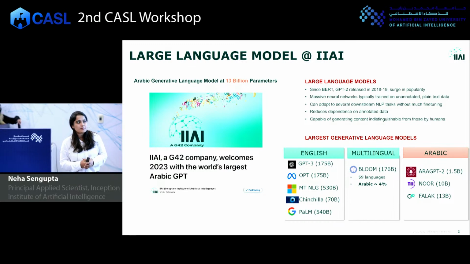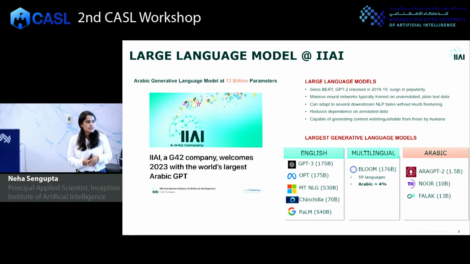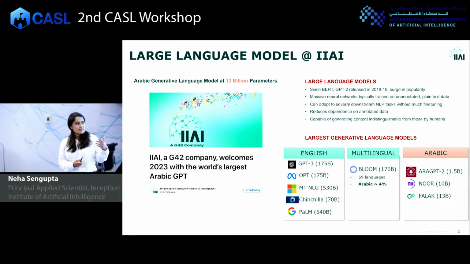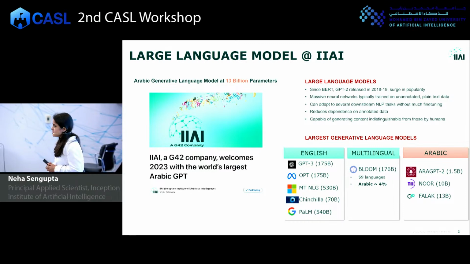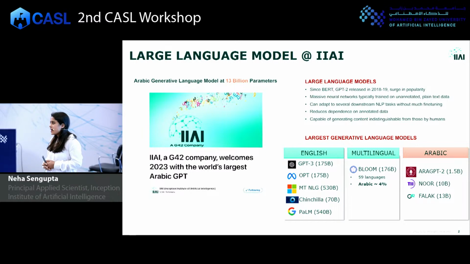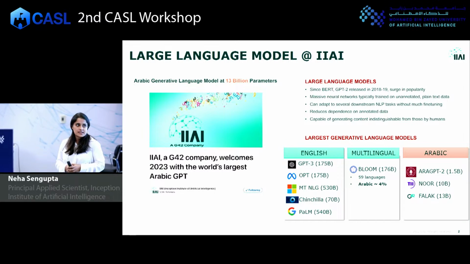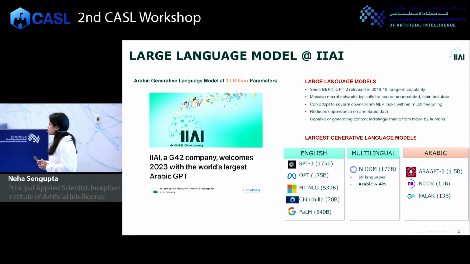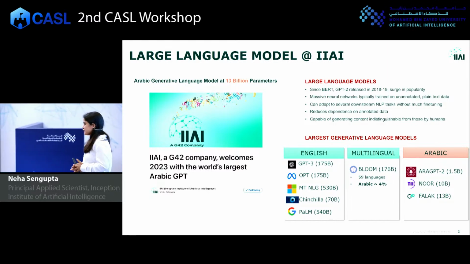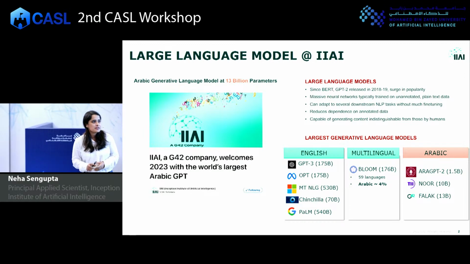This has already been talked about before, but a quick overview: the English models are very large. We have GPT and OPT at 175 billion parameters. Bloom at 176 billion parameters actually covers 59 languages, and 4% of its data is in Arabic, right? And then in Arabic itself, we have ARA GPT-2, which is the same size as GPT-2, at 1.5 billion parameters. We have Noor, which was discussed earlier today. And then our model, we have currently tentatively named it Falak, at 13 billion parameters, right?